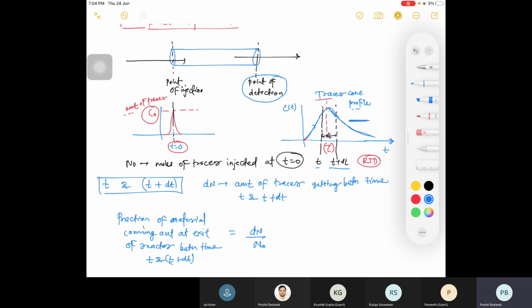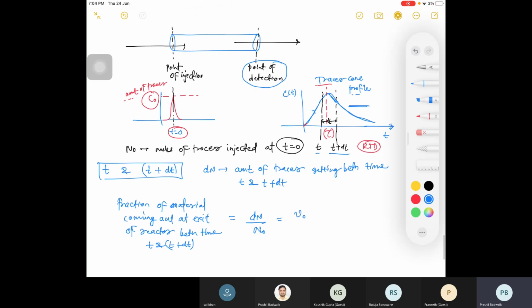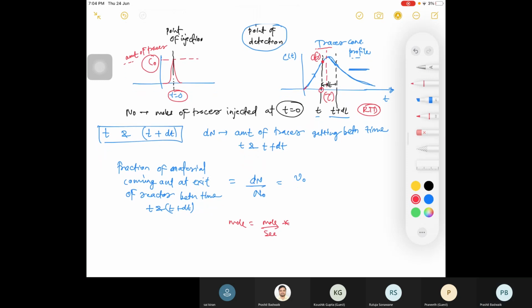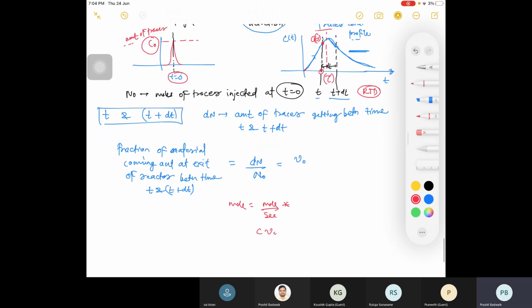This will have some flow rate, right? Your tracer will have some flow rate, that is your nu naught. And at time t equal to t, suppose this is your t time, your concentration detected was ct, right? So you know what moles is? Moles is basically your moles per second, into your time, or simply you can say concentration into your volumetric flow rate.